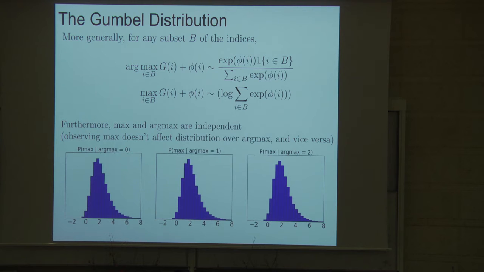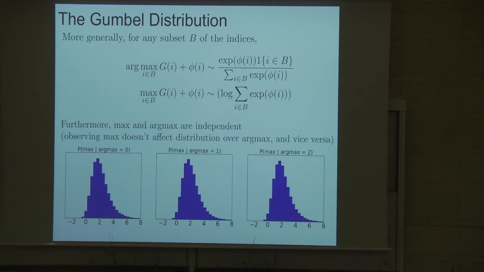Okay, and then the last property of the Gumbel distribution is, I've told you the distributions of the max and the distributions of the argmax. It turns out also that these quantities are independent. So that is to say, if I wanted a subset of these random variables that were Gumbel distributed with some location, and I wanted to know the max and the argmax of this set, I could actually just sample these separately from these two distributions.